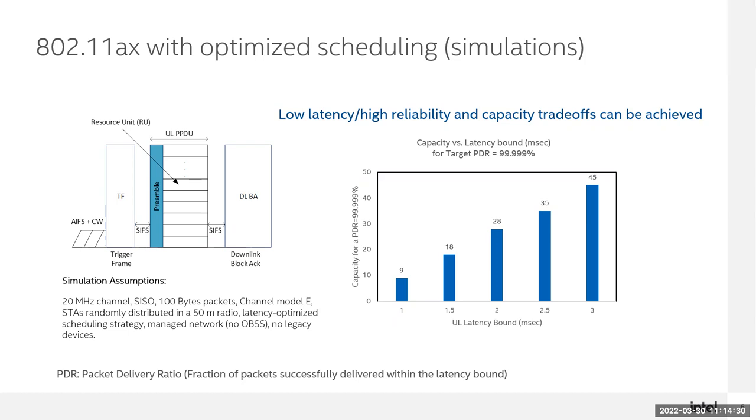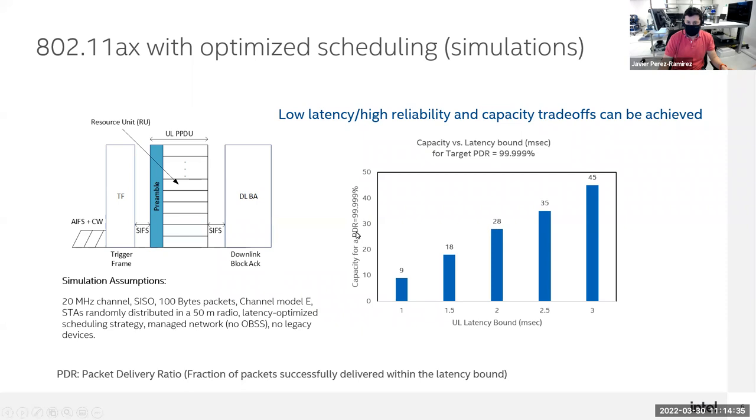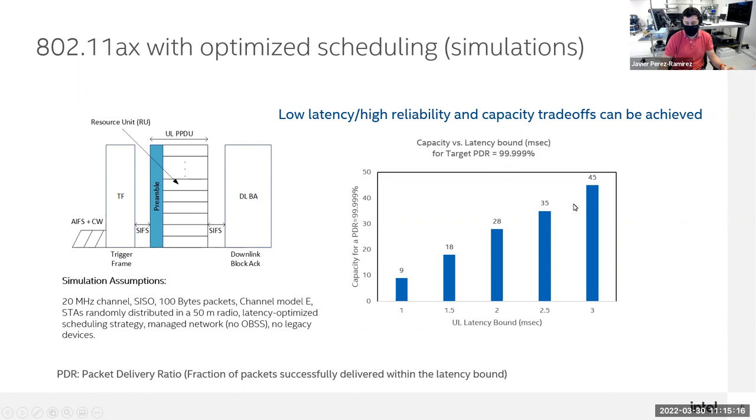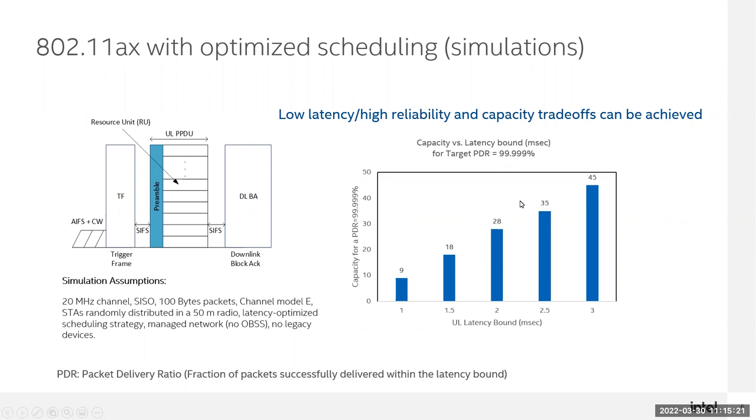The units of capacity: what is represented in this plot is the packet delivery ratio, the fraction of packets successfully delivered within the latency bound. So you are defining, for instance, in this bar here, your latency bound is 1 millisecond, and you want the packets to arrive within this latency bound with a 99.999% PDR. When you run the simulation, we show that you can support up to 9 radios with this constraint. The y-axis is number of radios. With 1 millisecond, obviously, as you relax the latency bound, you can support more and more radios. That means all of those participating radios and all of the participating packets would get the same service of being able to expect that latency bound for 99.999% of the packets. Okay, got it.